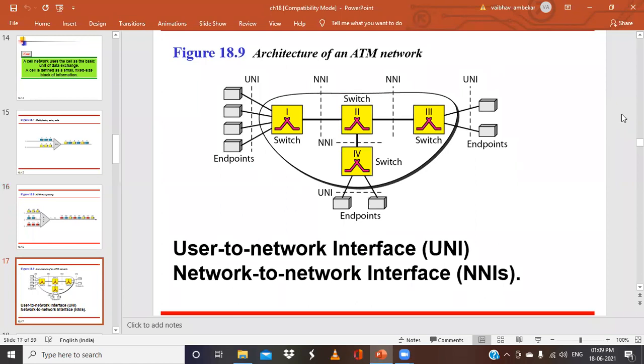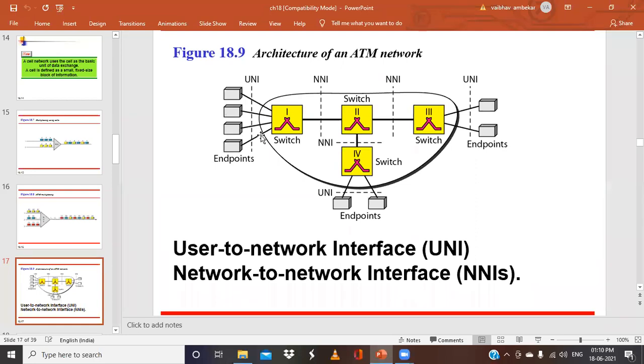So next we will be studying the architecture of an ATM network, that is the asynchronous transfer mode. Here we have the endpoints, and in between we can consider a switch. There are n number of switches, and through them the data can be transmitted. We will understand some important points, that is what is a UNI, what is a NNI, and so on.